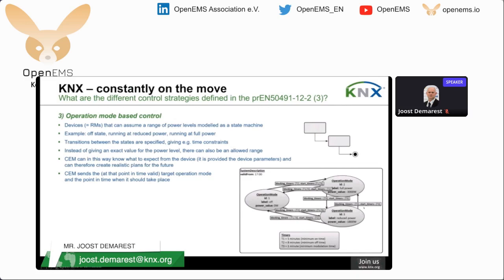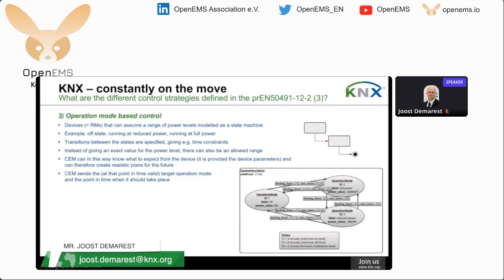A second operation mode could be where the diesel generator could be run at reduced power, and you could have where the generator would be operated at full throttle, so where it actually produces the full power it can. Between these operation modes, there are transitions. And for these transitions, you need to take into account certain timing aspects. So you cannot simply switch from one mode to another. There are some timers that you need to take into account.